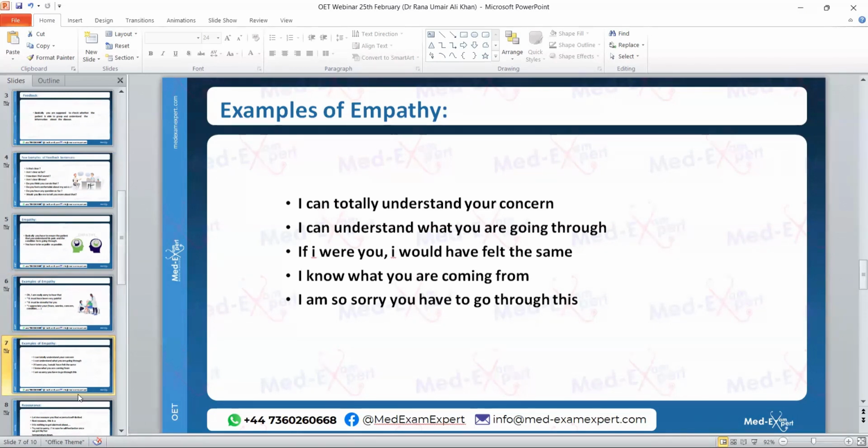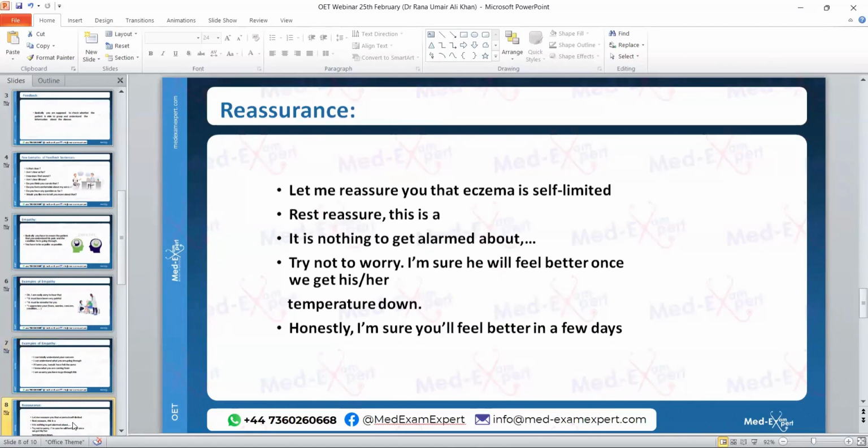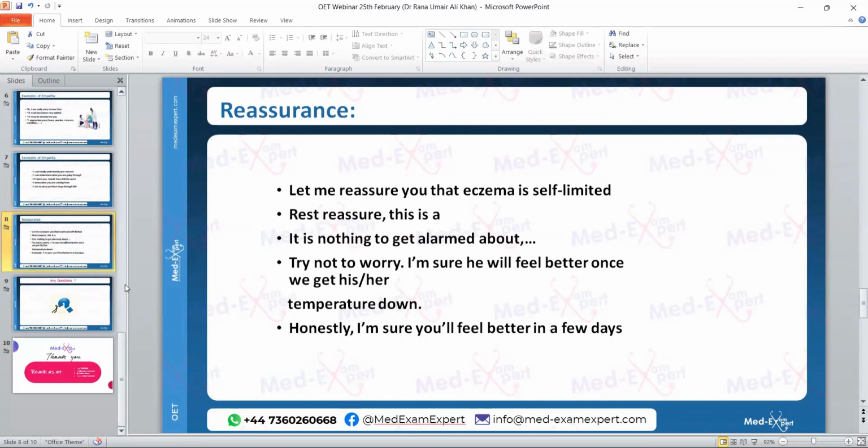Okay, so moving on, reassurance. Reassurance is very important when you're going through a scenario. At some point in the middle of talking to the interlocutor, make sure you reassure them by saying that this disease is self-limiting, or don't worry about it, there's nothing to get alarmed about. Stuff like that. Just make sure you reassure the patient and then get along with the presentation.